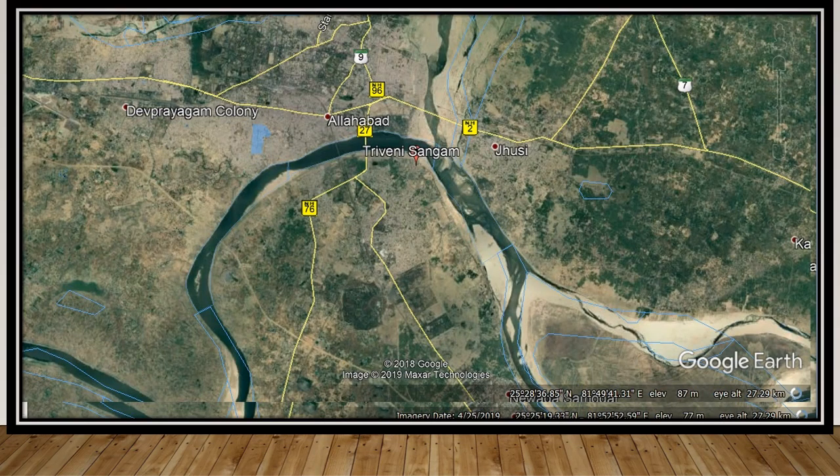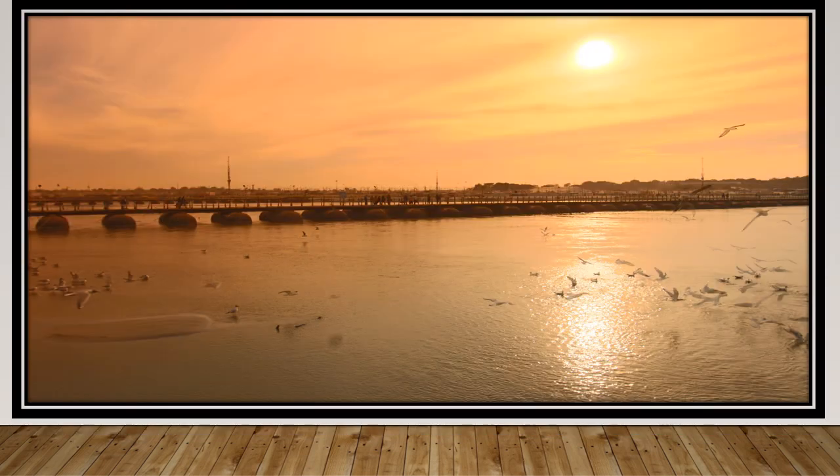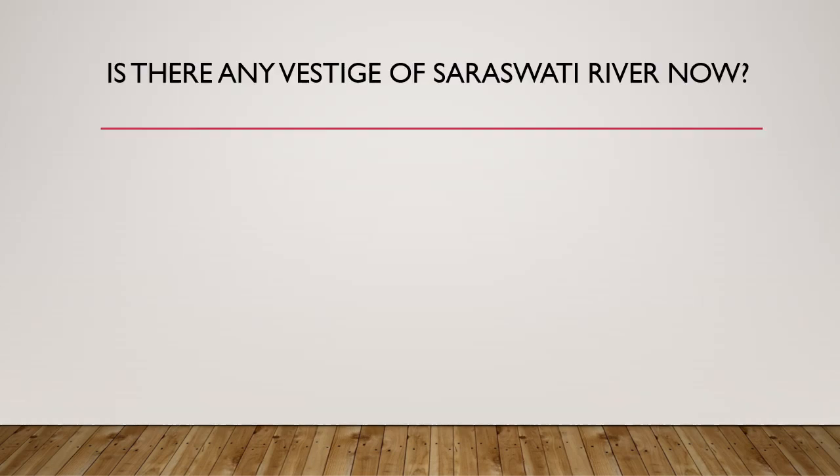So this is the map of the Triveni Sangam, where Ganga and Yamuna meet, Yamuna carrying the water of Saraswati. And this is the photograph of the place. So, since Yamuna mixes with Ganga, in effect, Ganga river itself now carries the waters of holy Saraswati river.